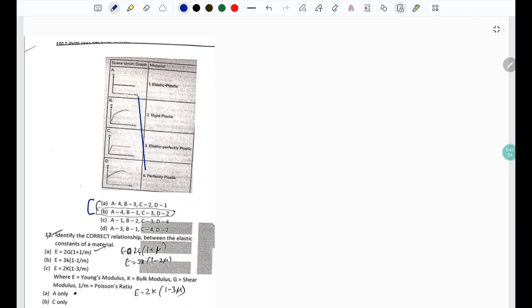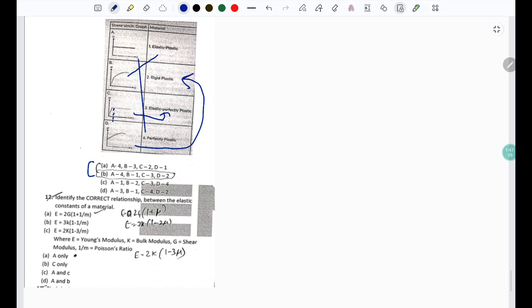So for this, B will be either 1 or 3. Since it did not go horizontal, which happens in the perfectly elastic plastic case, B would go with 1, that is elastic plastic. Then C, that is 3, elastic, and because till here it followed the elastic pattern, then it went perfectly plastic. And then D will go with the rigid plastic. So B is the correct answer.